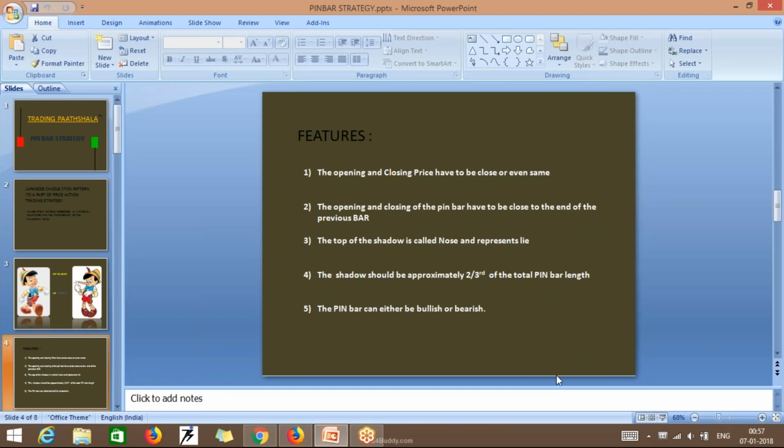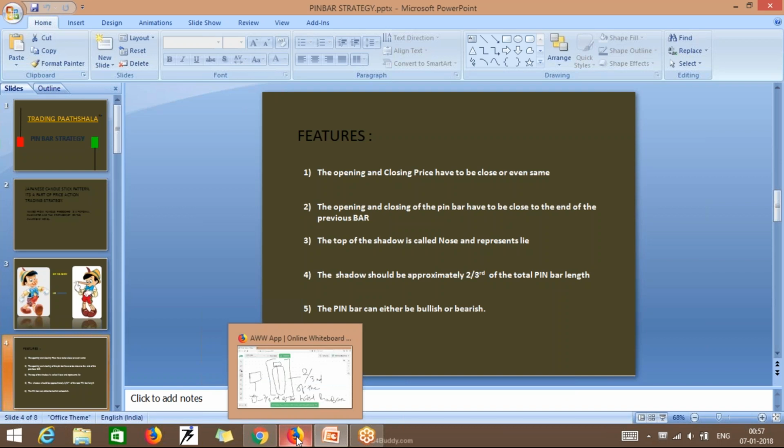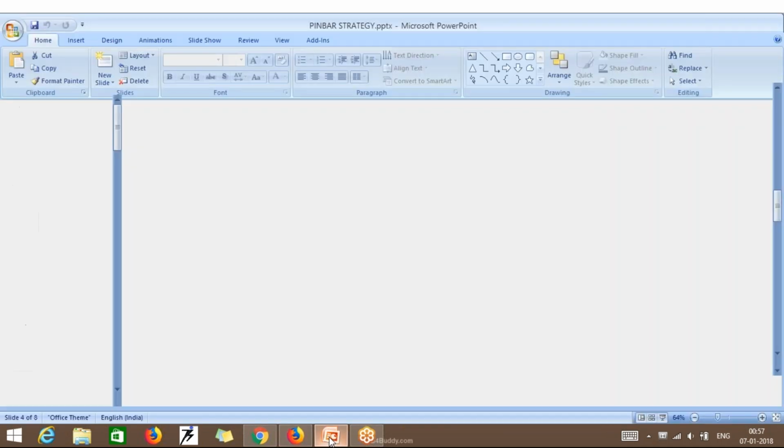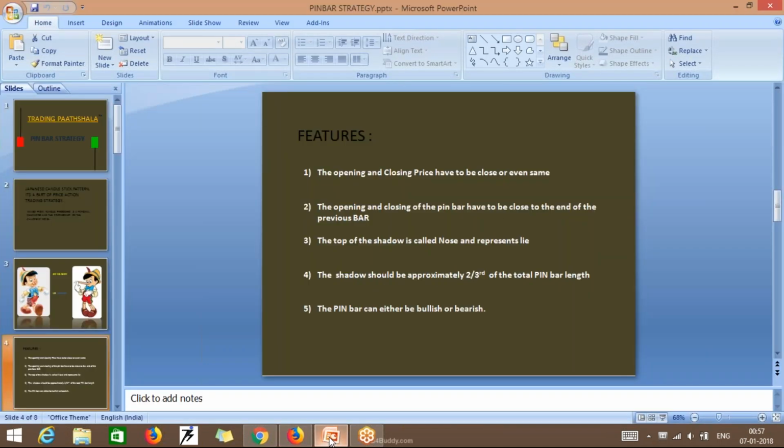The pin bar can either be bullish or bearish. I will tell you how to trade using pin bars. There are many strategies for trading using pin bars. As this is the introduction class, I will just introduce you to what exactly the pin bar is all about. So the pin bar can be bullish or bearish. Now let's move to the next slide.